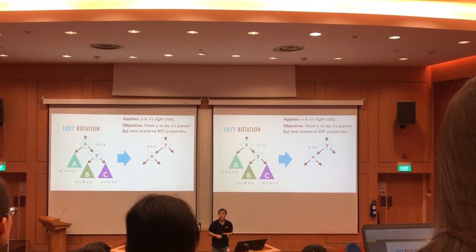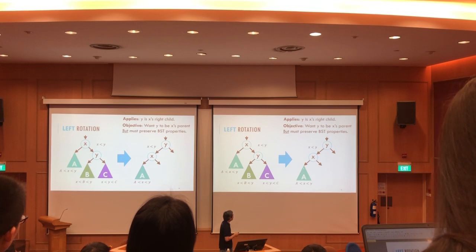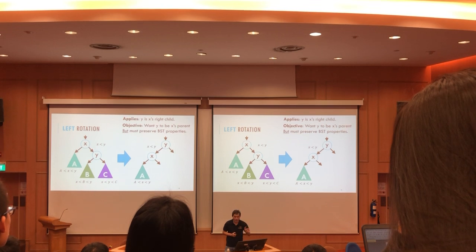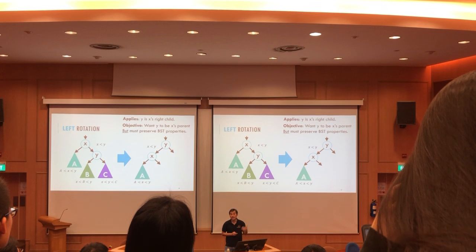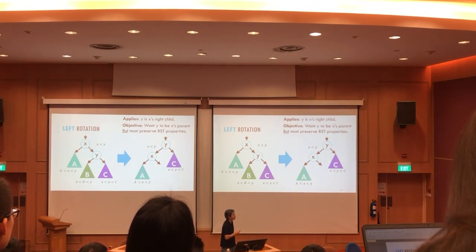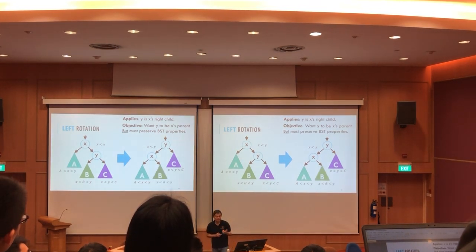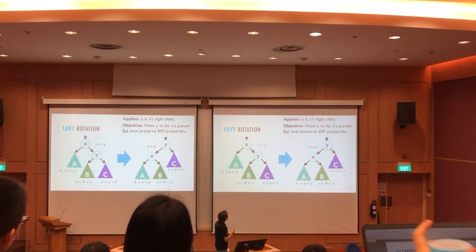The question is how? So let's start with A. Where can I put A? Far left, right? That's the only place I can put A because A has to be smaller than x and smaller than y. Let's look at C. Where can I put C? Far right. I cannot put it here because C must be bigger than both of these. I can't put it anywhere else. That leaves only one place for B. B comes here. So what this has done is that I have pushed y to be x's parent.